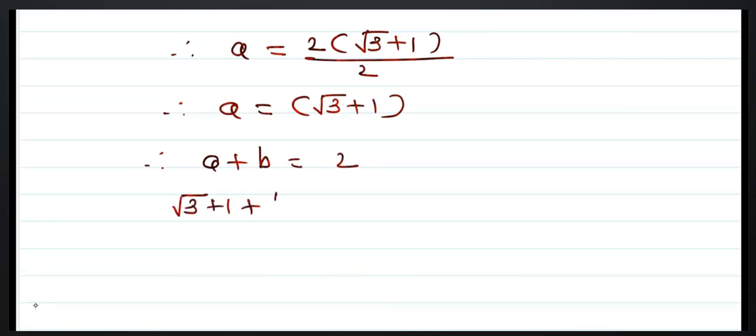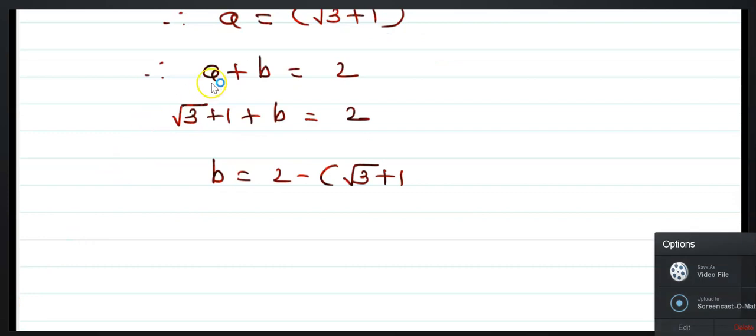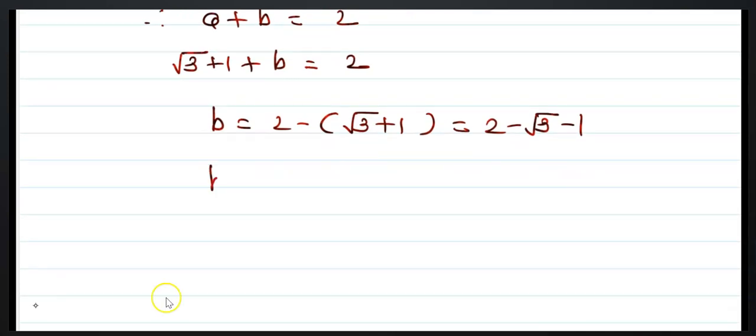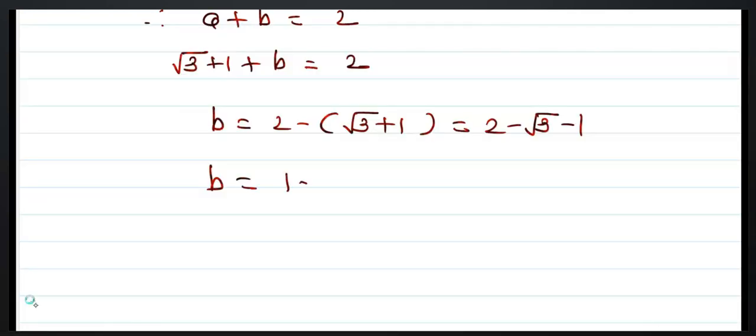Therefore, a plus b is equal to 2. And for the value of b, we substitute the value of a: root 3 plus 1 plus b is equal to 2. Therefore, b is equal to 2 minus a. Therefore, 2 minus root 3 minus 1, therefore you will get 2 minus 1, which is 1 minus root 3. This is the value of b.